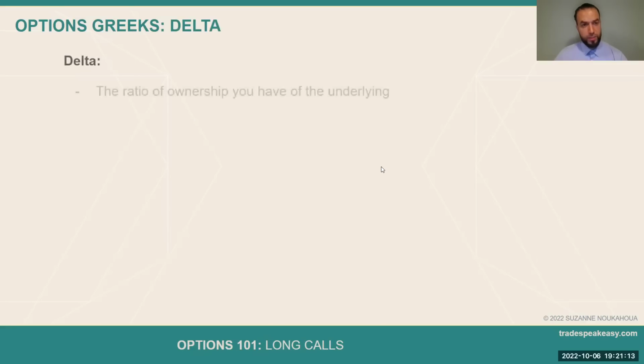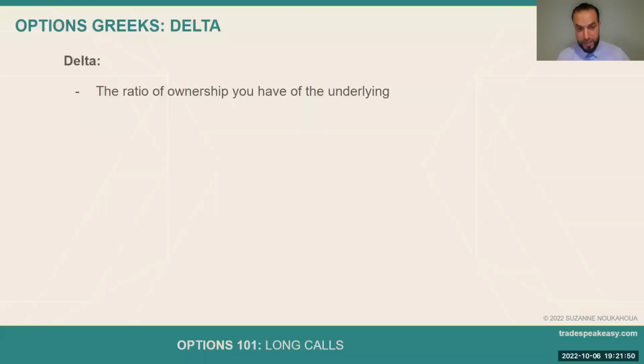All right, let's talk a little bit more about delta. It's the ratio of ownership you have to the underlying. What that means is when we look in the options chain, we'll see that deltas actually change. A call right at the money is normally going to be about a 50 delta, and it will behave as if you own 50 shares of the stock. If SPY goes up by $1, then that contract is going to appreciate by $50. If it goes down, it depreciates by $50.